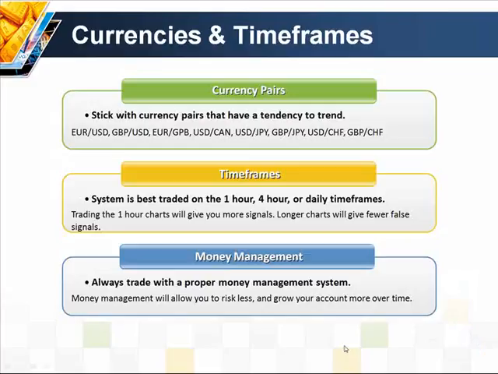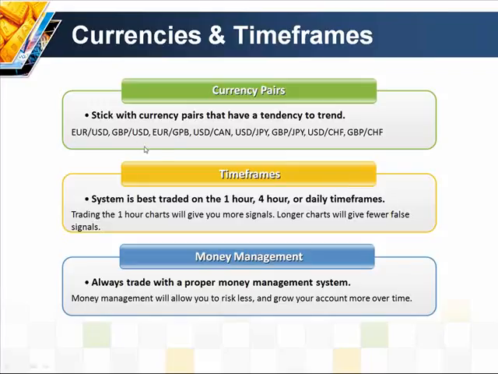To begin with, let's just talk about currencies and time frames. Since this system is very much a trend system, we're trading with the trends. You should try to stick to currency pairs that have a tendency to trend. Now, any currency pair will actually do this at one point or another. Some of the ones that are easy to trade and are trending all the time include the Euro US dollar, the British pound US dollar, the Euro British pound. The US Canadian dollar has a tendency to trend for long periods of time. US dollar Japanese yen, British pound Japanese yen, US dollar Swiss franc, and British pound Swiss franc. All of those currency pairs have a tendency to trend.